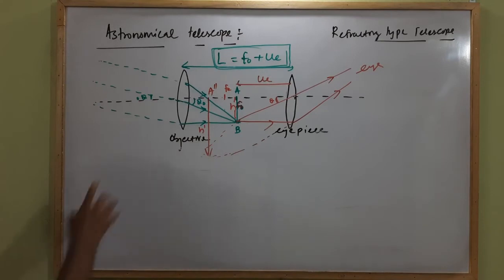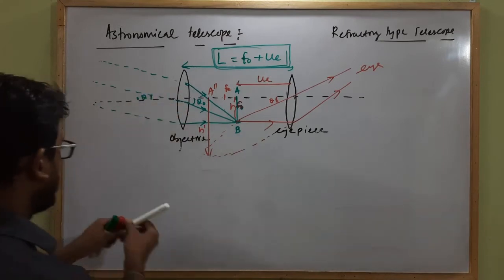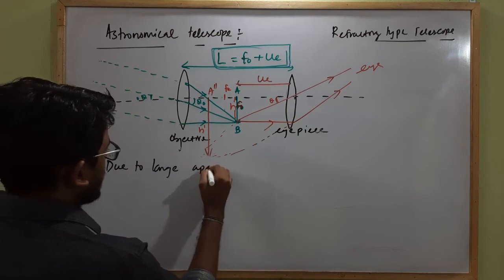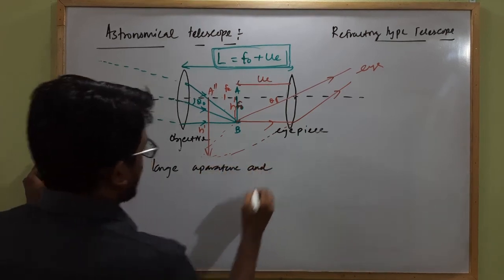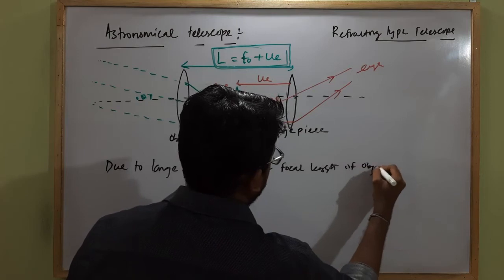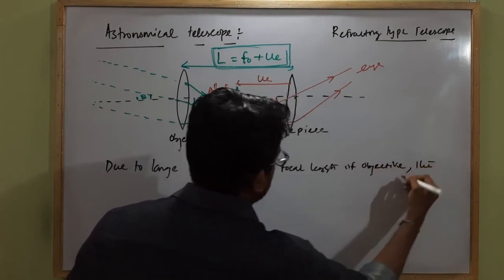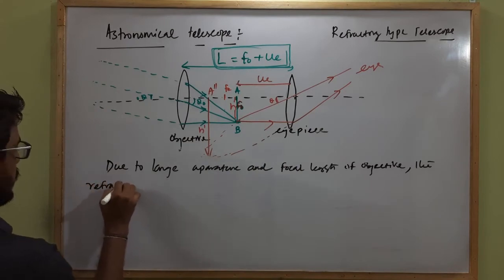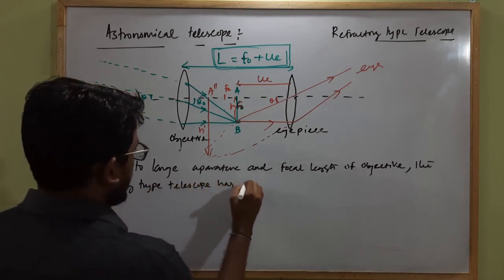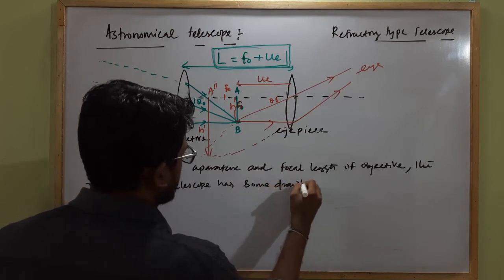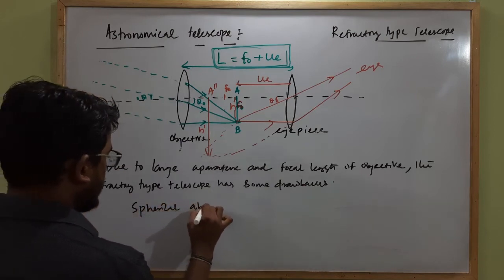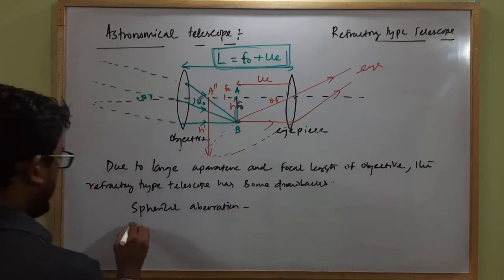So as the aperture and focal length of the objective are very large, due to large aperture and focal length of the objective, the refracting type telescope has some drawbacks like spherical aberration and chromatic aberration.